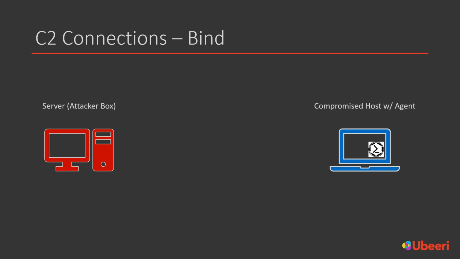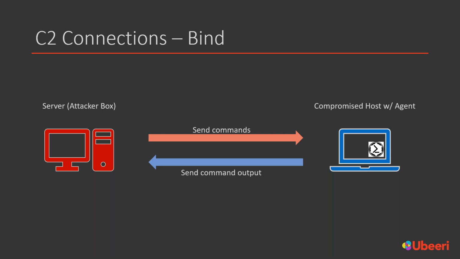So in a bind C2, the server will send commands to the compromised host, and the compromised host will send the output of those commands back to the server. So for this to work, the compromised host needs to be accessible to the server. If you're talking about two unconnected networks, that generally means the compromised host would have to have a port open to the internet that the server could reach.